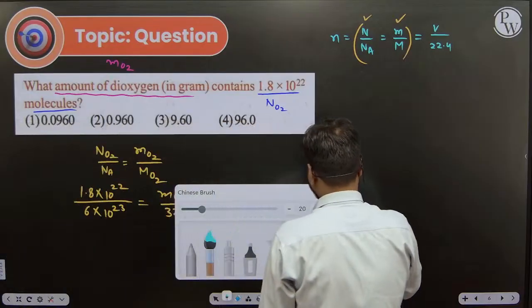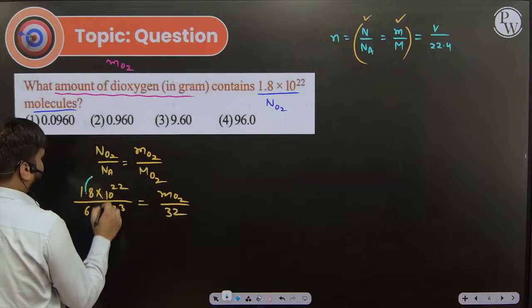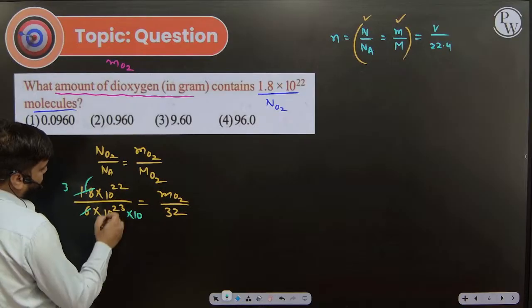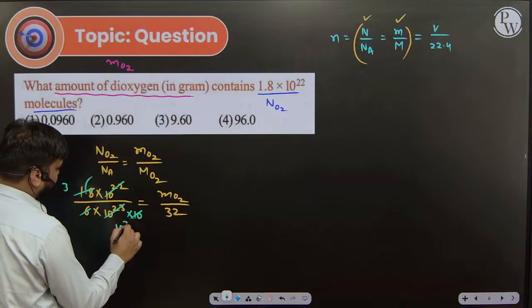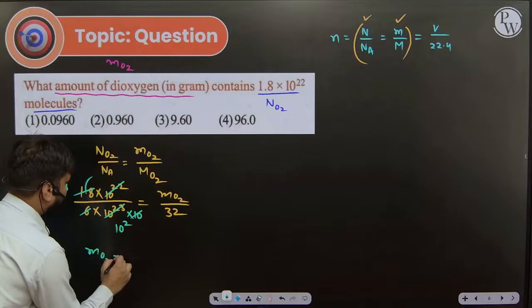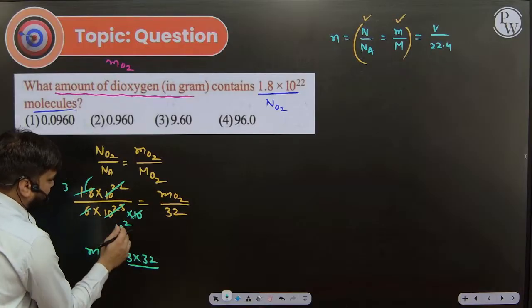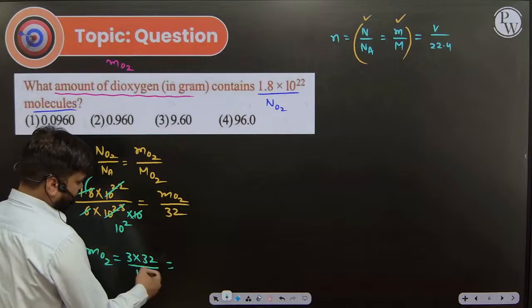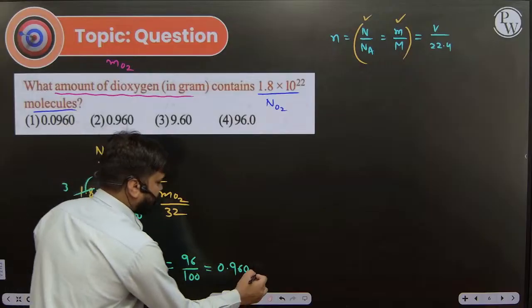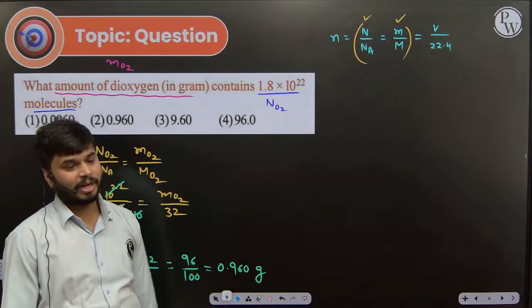Okay, so let's solve this. Let's remove the decimal, so here you will get 18 by 6, which will be 3, and this part will become 10 to the power 2. So we will have mass of O2 equal to 3, and this side we have 32, so 32 will go to this side, so 3 into 32 by 10 to the power 2. 10 to the power 2 is 100. So when we solve this, we will get 96 by 100, which will be definitely 0.960 gram. So this is the mass of this many oxygen particles.